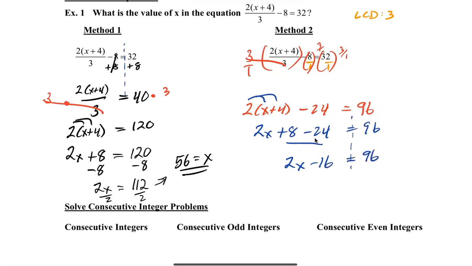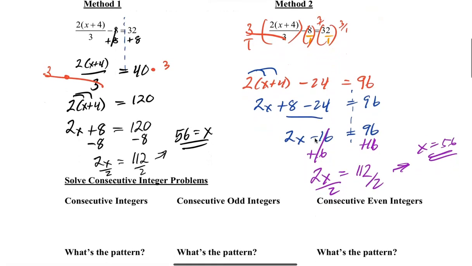So then we want to get rid of that 16, so plus 16 on both sides. Okay, whatever you do one side, you do the other side. So 2x equals 112, and we were just here. Divide by 2, and x equals 56. So there we go.